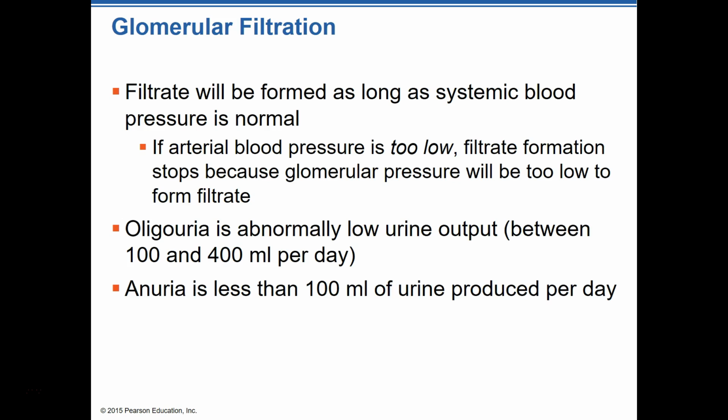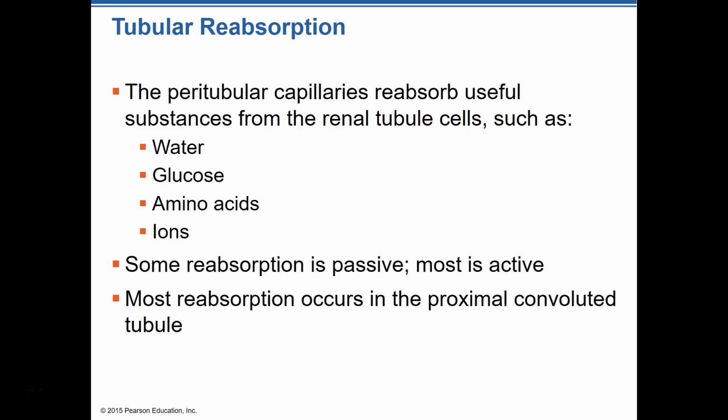So a couple of conditions. Oliguria is abnormally low urine output, and anuria is less than 100 mils of urine produced every day, and means without. So that should help you understand that one.